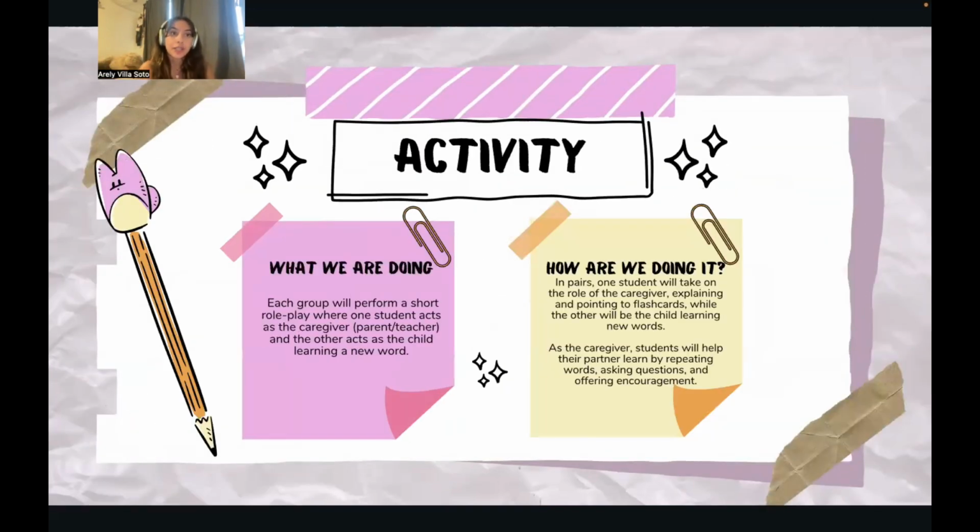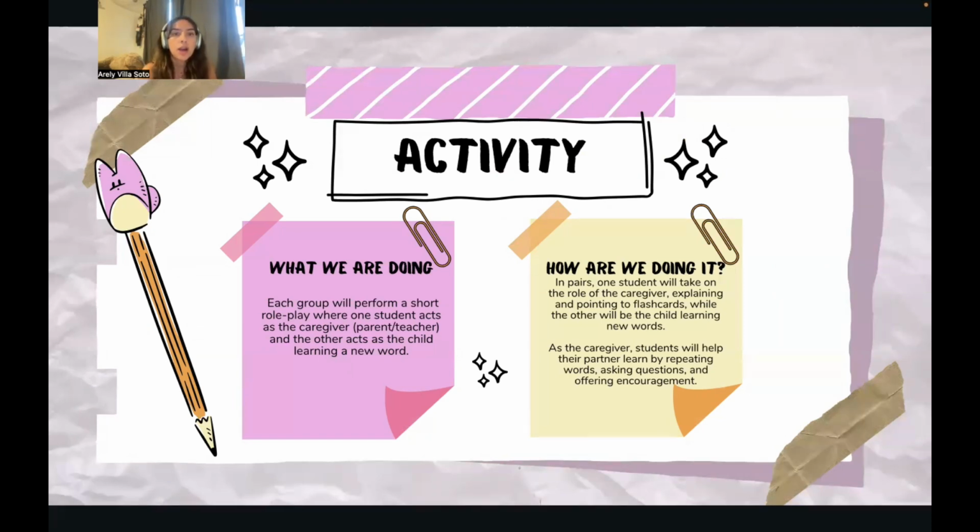So what are we doing? You'll have the class split up into pairs, so it'll be groups of twos, and each group will perform a short role play where one student acts as a caregiver, the parent or the teacher, and the other acts as a child learning a new word, which is really cool. I implement this a lot in my classroom, where I'll have a student help another student learn something. Like if I have a higher student who already knows how to read three-letter words, I'll have her try to teach my other kiddos that are still learning how to blend those sounds together. So you'll have your students go into pairs of twos and split them up.